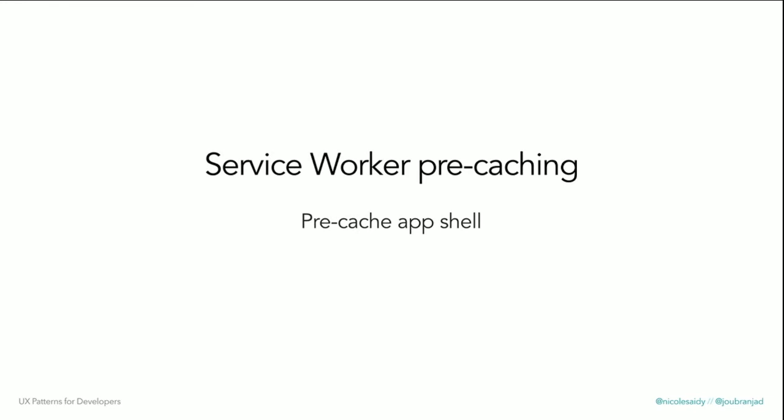What we want to pre-cache is the app shell that we defined earlier in the first UX pattern. We want to pre-cache it because we want to serve it independently from the network condition. If the network is slow, or if we are offline, we want to always ship the app shell. And this is what happens in native apps. If you open the Facebook app, even when you're offline, you will get the whole app shell first, and then you'll get a message that you are offline.